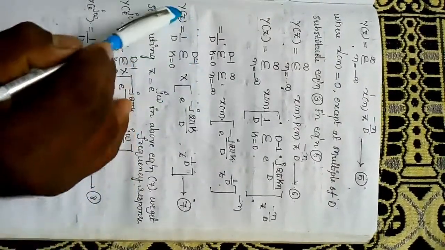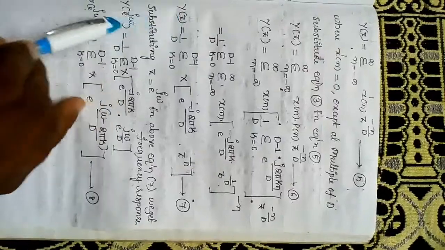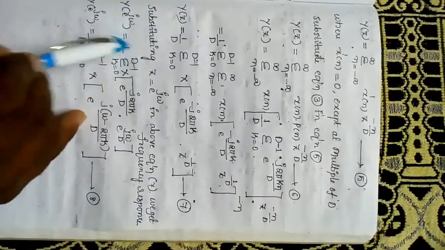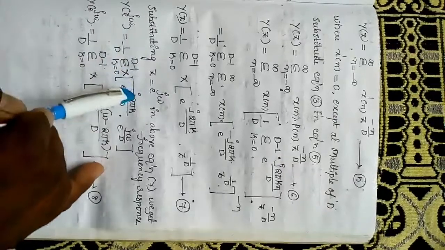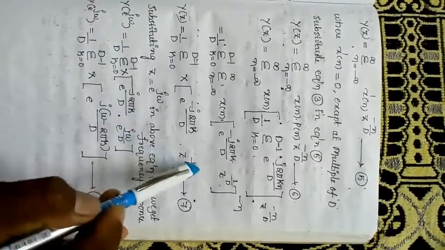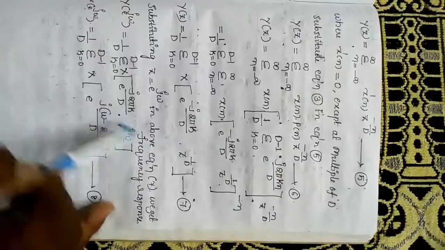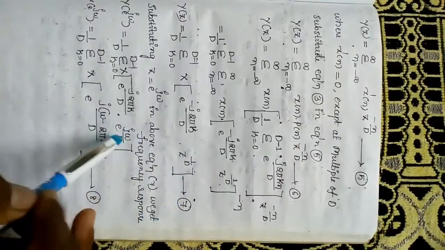So you write it in a similar manner. Here also z is there, in place of z e power of j omega, that is equal to 1 by d summation k equal 0 to d minus 1 x of e power of minus j 2 pi k by d into e power of z, that means e power of j omega by d.